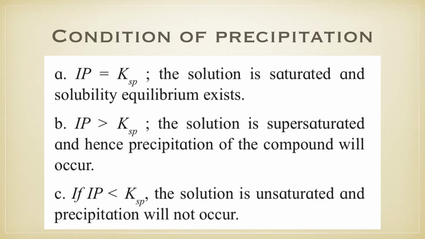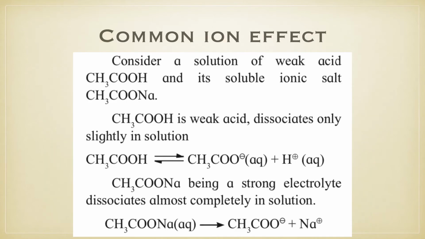So by knowing the values, we can easily understand whether precipitation will occur or not. Okay. Now we learn about the common ion effect, the last topic in this chapter. Now, as the name suggests, what is the common ion effect? We can say there should be one ion common, but between what? It is between a weak electrolyte and a strong electrolyte.